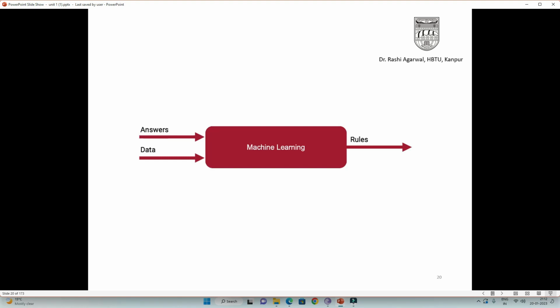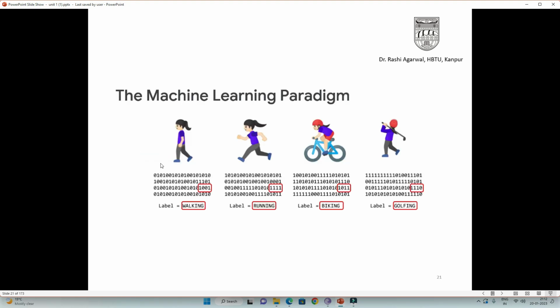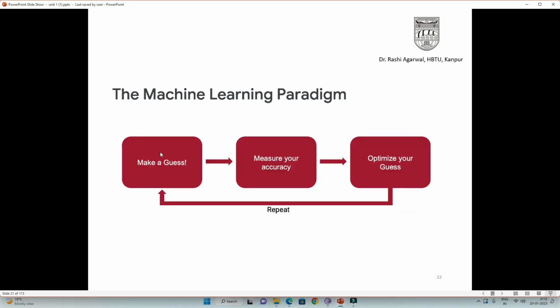Now here in machine learning, what do we know? We know the answers and we have the data with us, and I'm trying to find a model, the rules according to which I'm able to comprehend the answers from the data given. So suppose I have a smartwatch with me. I'm able to detect a pattern here that 1001 is when the person is walking. Similarly, this pattern for running, a different pattern for biking, and a different pattern for golfing. So here we are looking for patterns to distinguish between the activities. So this is a typical machine learning paradigm.